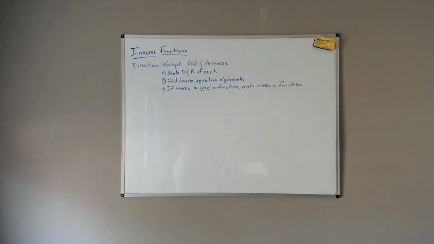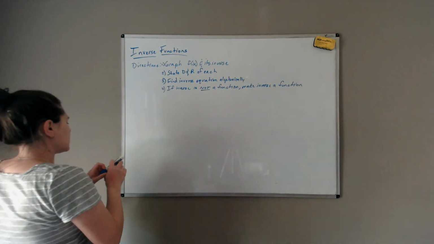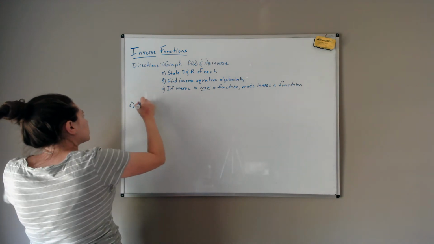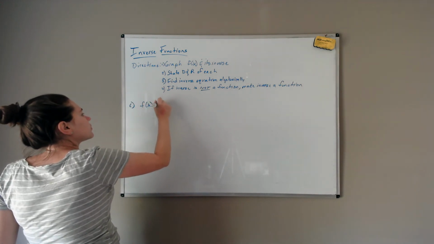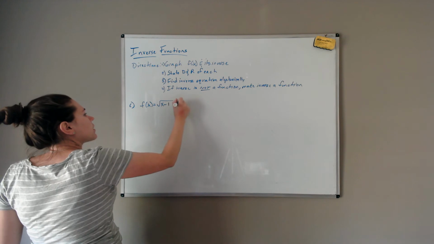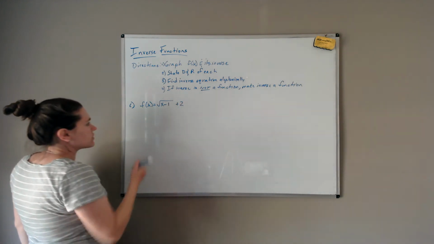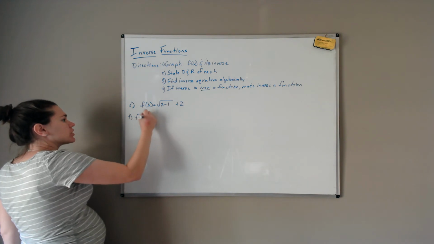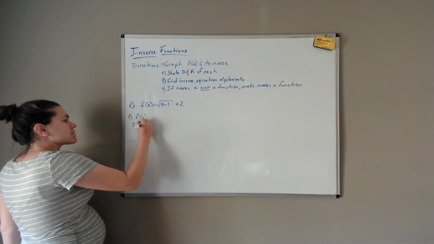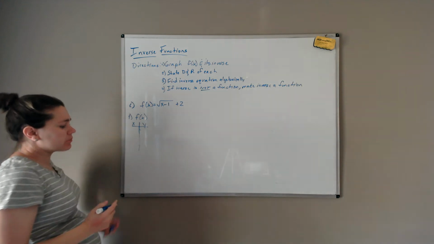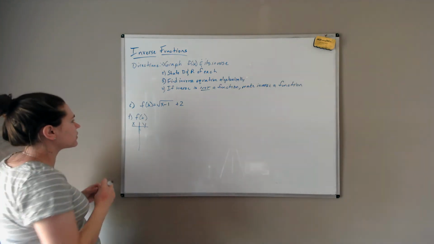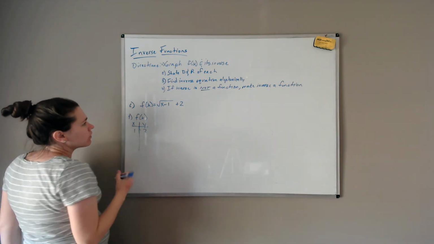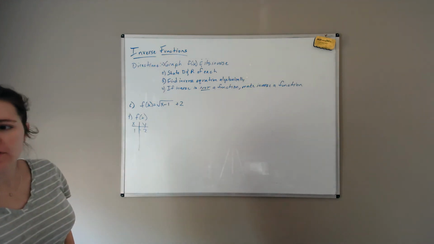All right, the next one we'll do is C. Let's do f of x equals the square root of x minus 1 plus 2. So this is a square root function. The first thing we're going to do is graph the square root function. The first point you'd be able to plug in would be the critical value. The critical value here would be 1, 2. Now let's plug in a few more points to help us graph this.